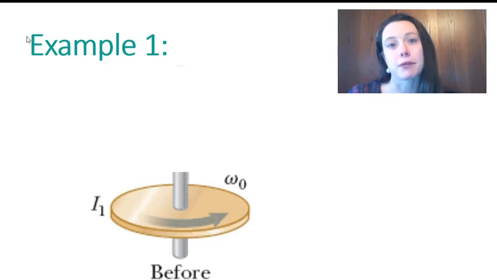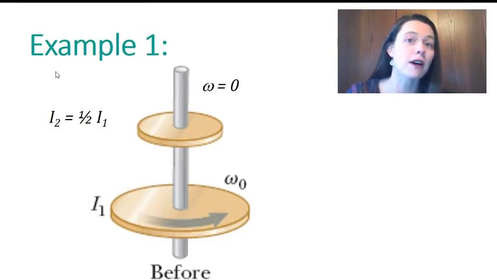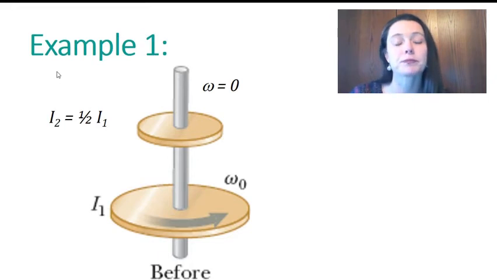Let's consider two examples. In the first example, let's say we have a rotating turntable. It has a rotational inertia I1 and is initially rotating with a rotational velocity of omega 0. Now let's say we have a non-rotating plate that has half of the rotational inertia of the first plate. So I2 is equal to 1/2 of I1, and omega of that plate is equal to 0.